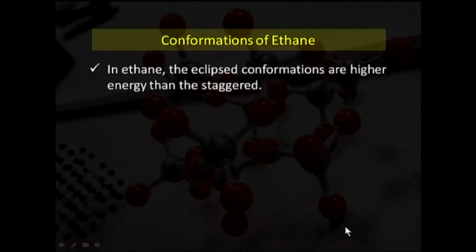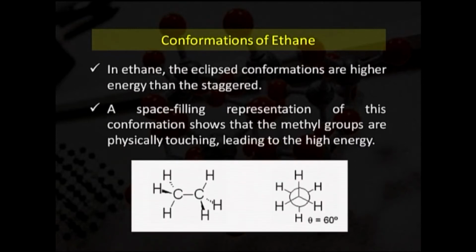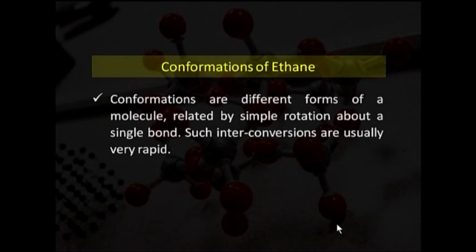In ethane, the eclipsed conformations are higher in energy than the staggered. A space filling representation of this conformation shows that the methyl groups are physically touching, leading to the high energy. Here we further see that the angle between the rear and frontal hydrogen atoms, or you may say the carbon atoms, is 60 degrees. Conformations are different forms of a molecule related by simple rotation about a single bond. Such interconversions are usually very rapid.